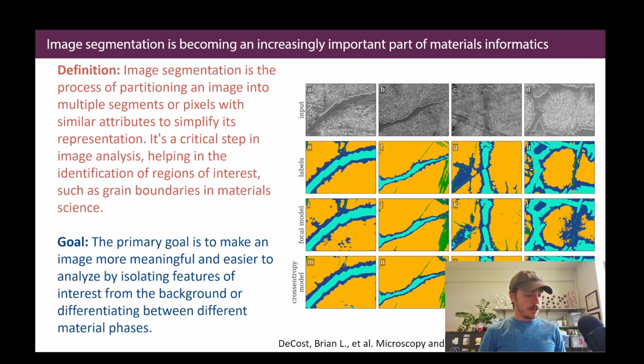Image segmentation has become a really important part of materials informatics, right? In fact, there are whole people whose job is really just that. They don't do property prediction, they don't do classification, they do segmentation. All right, so let's define it. First off, image segmentation is the process of taking an image and partitioning it pixel by pixel to figure out which pixels should belong together, and which ones should not belong together. So this helps for lots of different things.